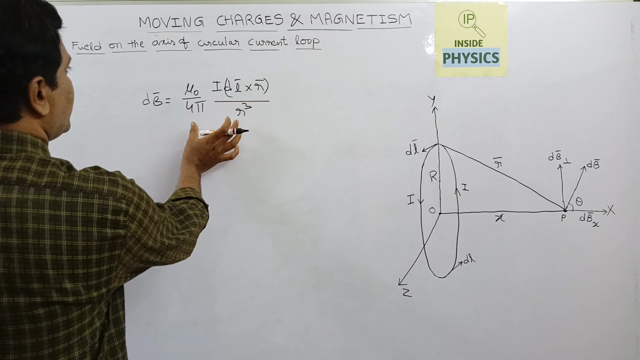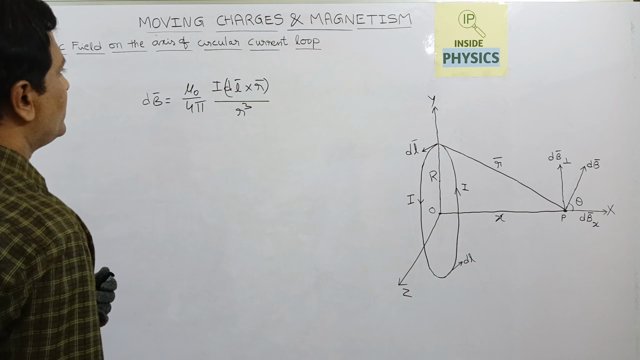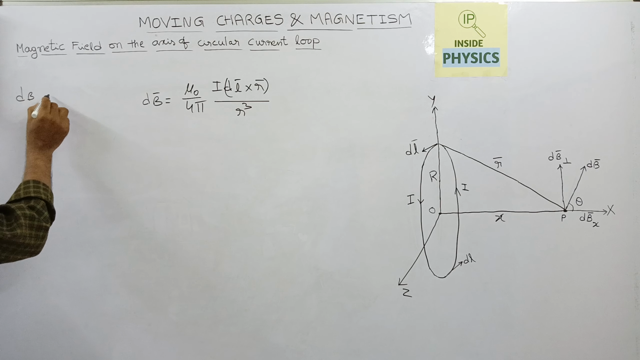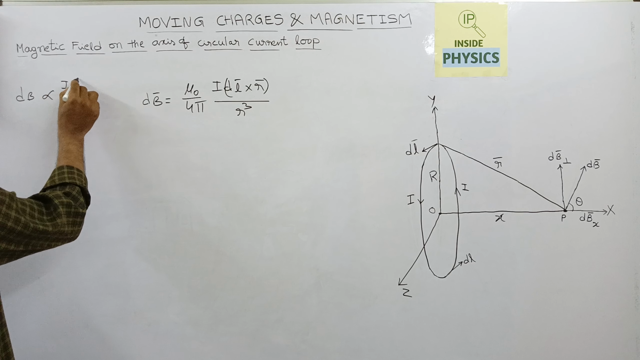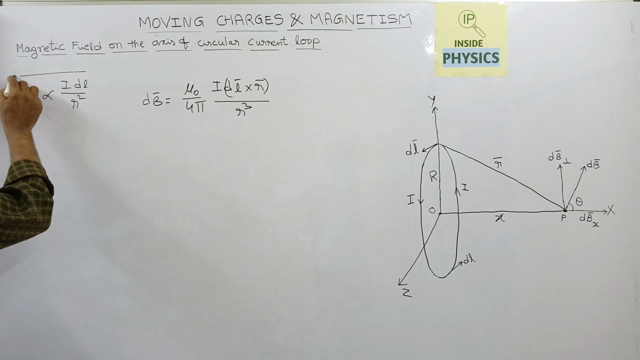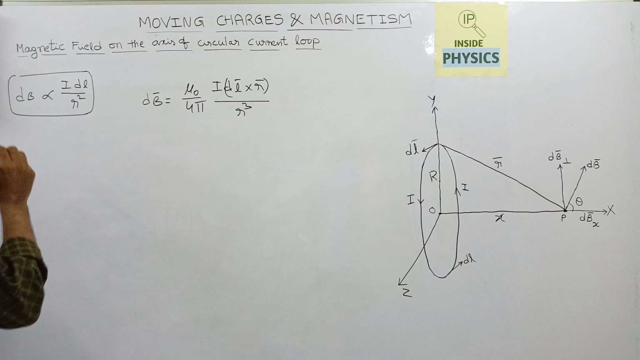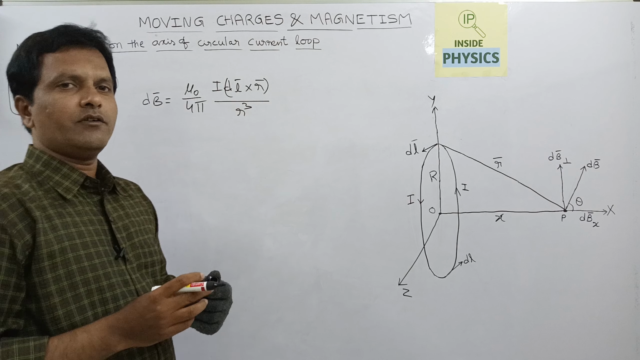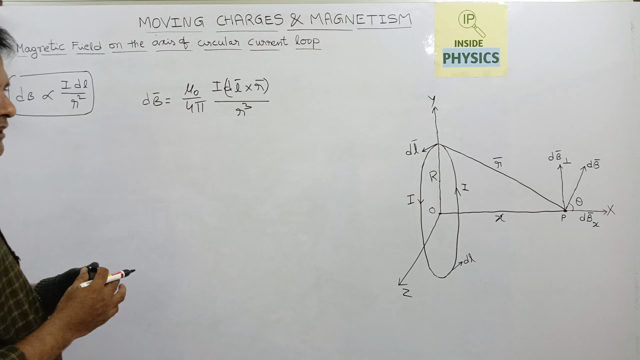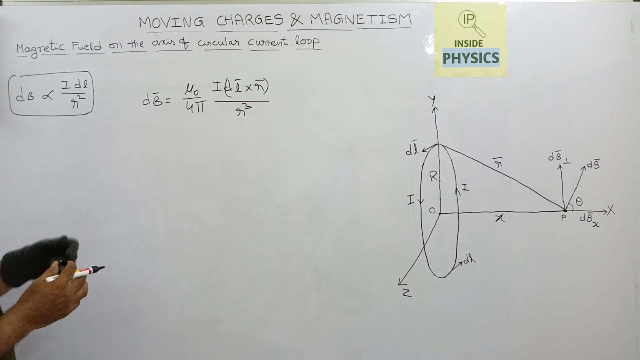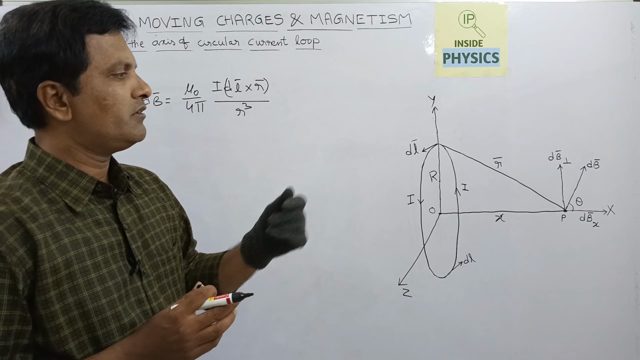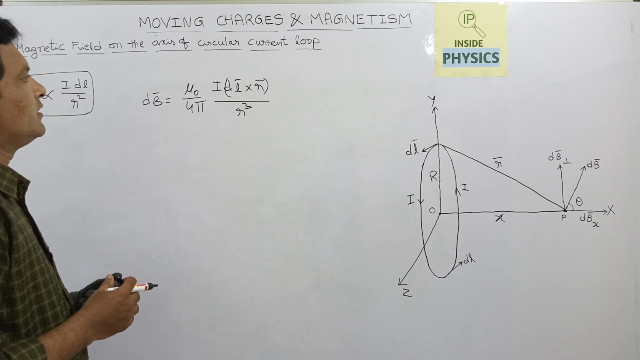On what basis have we written this? I have told you that dB is proportional to I dl by r square. This is the basic Biot-Savart law, which says the magnetic field developed is directly proportional to the current and the length of the element, and inversely proportional to the square of the distance between the current element and the point we have taken.